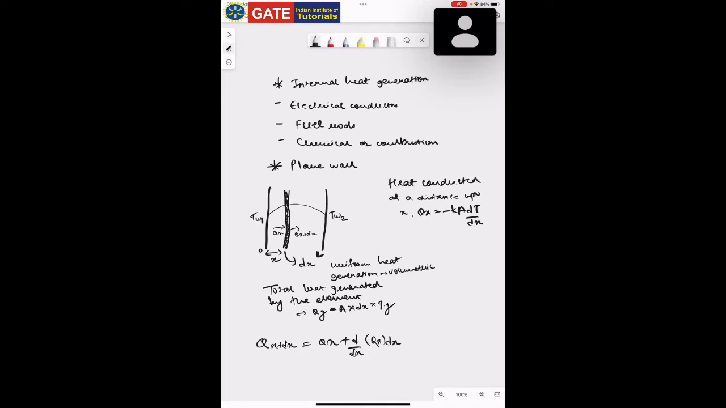Is it clear until this point? Yes, sir. Understood. Generally, d by dx of Qx we define as Q of x plus dx minus Q of x by dx, right? Sorry, come again, please. Sir, this last equation you have written. That one comes from the definition of the derivative. Right. Okay.